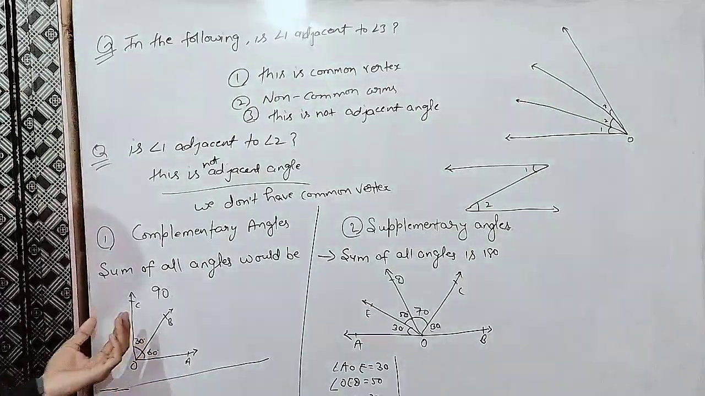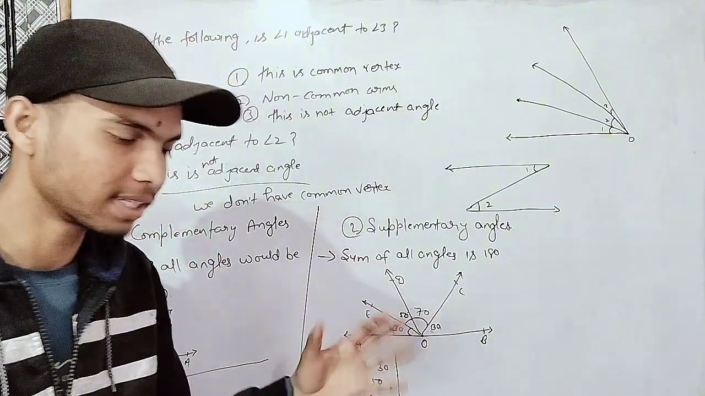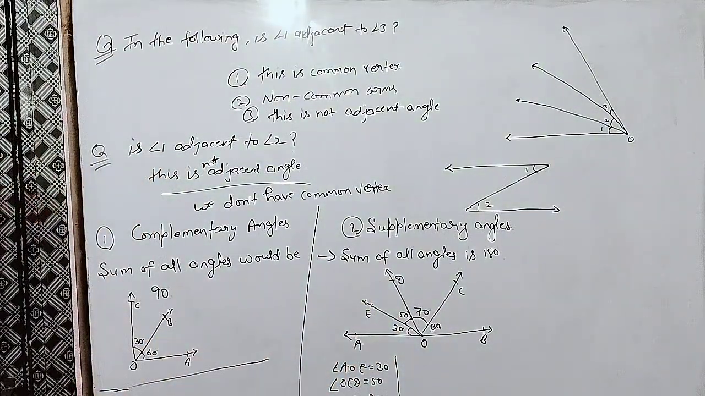On the other hand, when the sum of angles is 90 degrees, then we say this is a complementary angle. Okay, shall we move on?